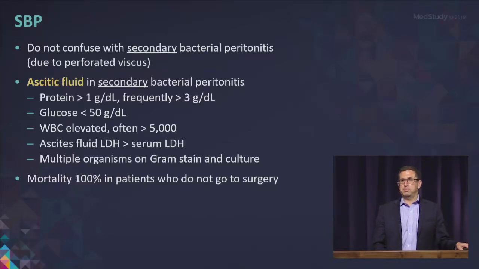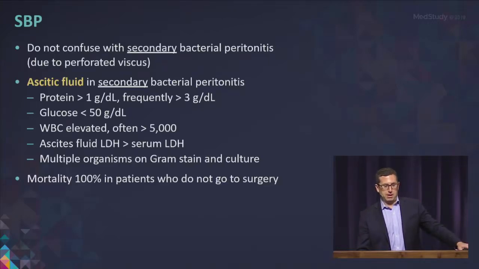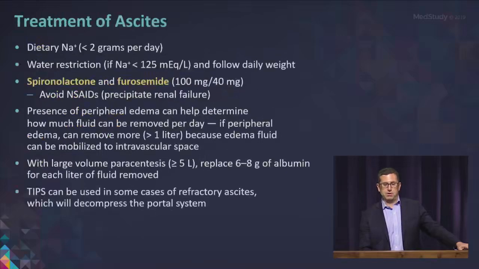And there's something called secondary bacterial peritonitis, which is really due to a ruptured small bowel or colon. Here, you're going to see different test results. So you're going to have a high protein, low glucose, et cetera. And the mortality is about 100% if you don't go to surgery.